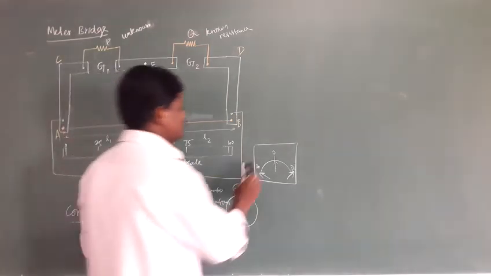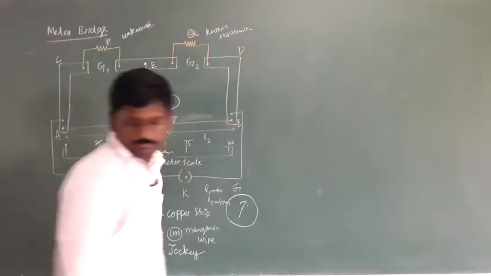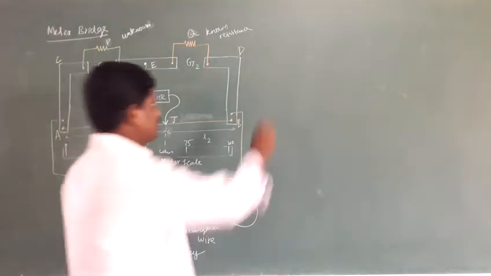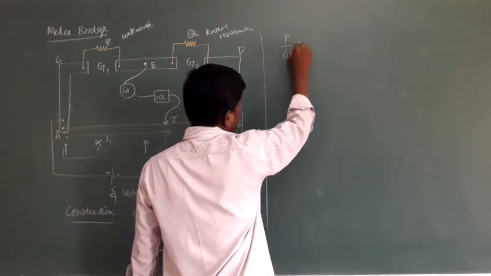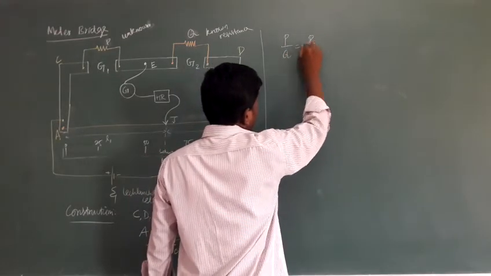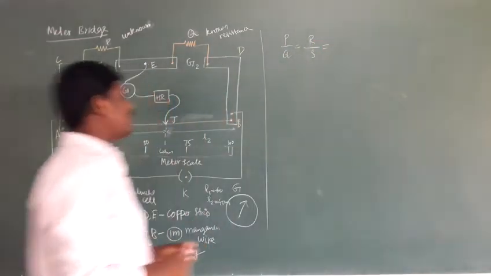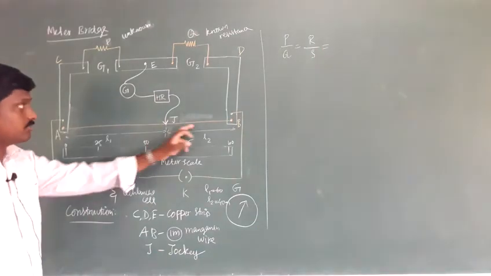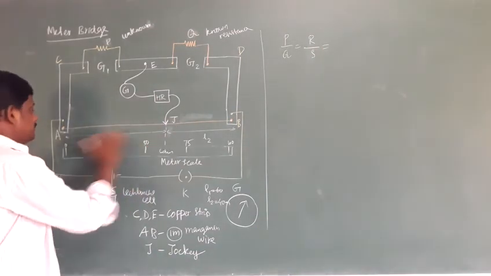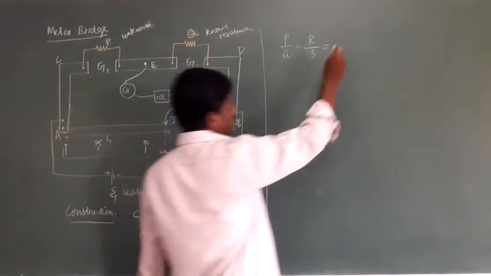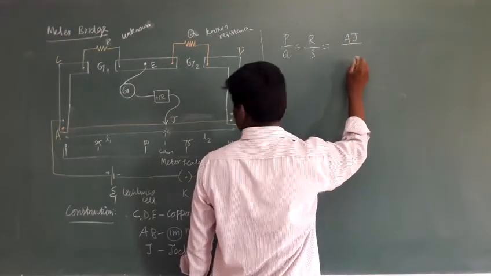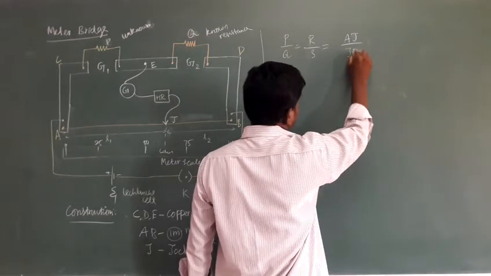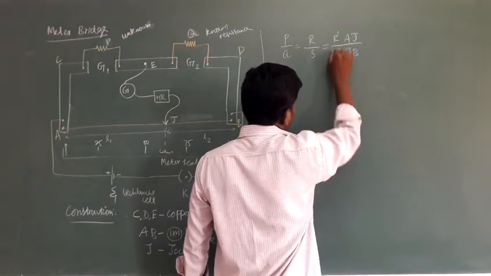So what is the resistance P? How do we arrive at it? Using the Wheatstone bridge, P by Q is equal to R by S. In the place of R and S, this one is R, this one is S. So R1 is AJ, so it's AJ by JB. Here they use R dash and R dash.